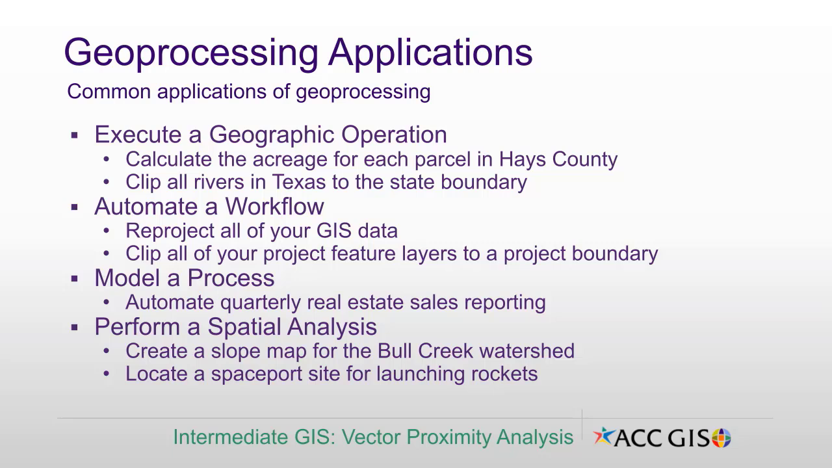We can use geoprocessing to model a process. Maybe I have a quarterly real estate sales report that I'd like to automate. And last, we can use geoprocessing to perform a spatial analysis. For example, creating a slope map for the Bull Creek watershed or locating a spaceport site for launching rockets. And I'd like to expand on the spaceport site selection analysis to demonstrate how we can use geoprocessing to perform a spatial analysis.